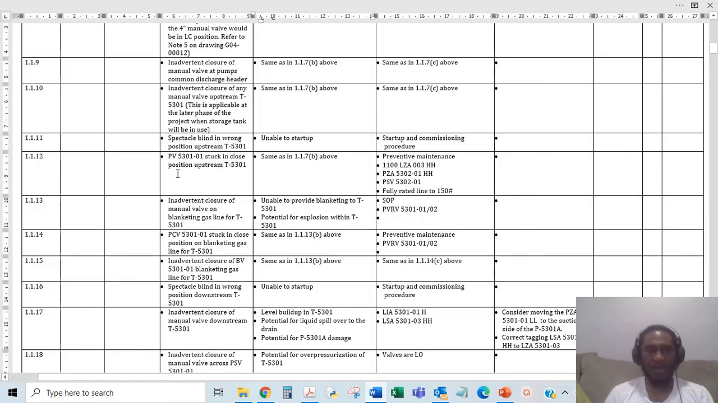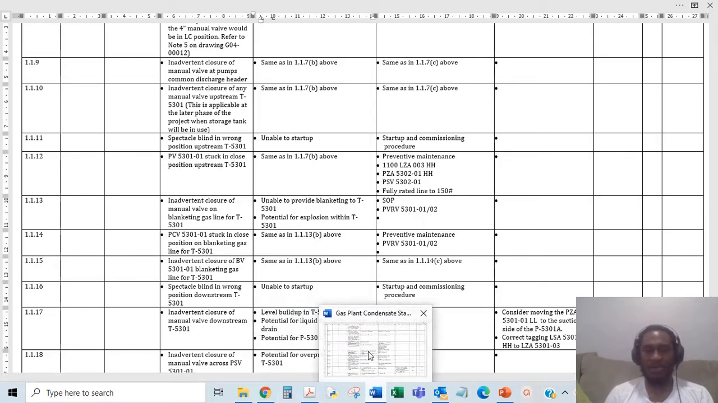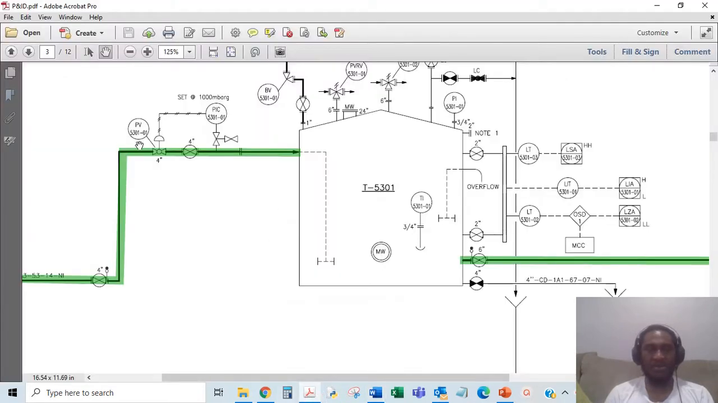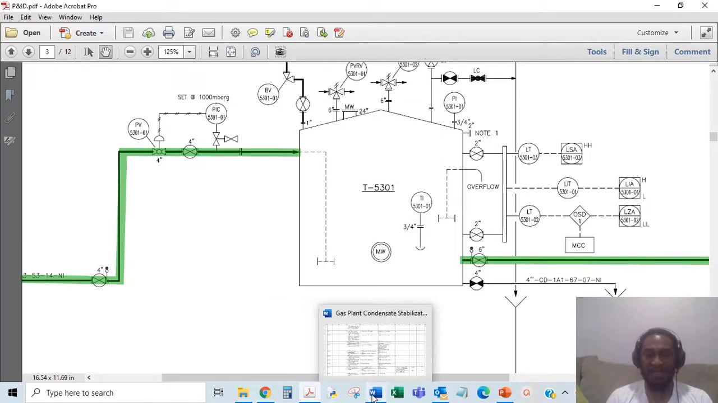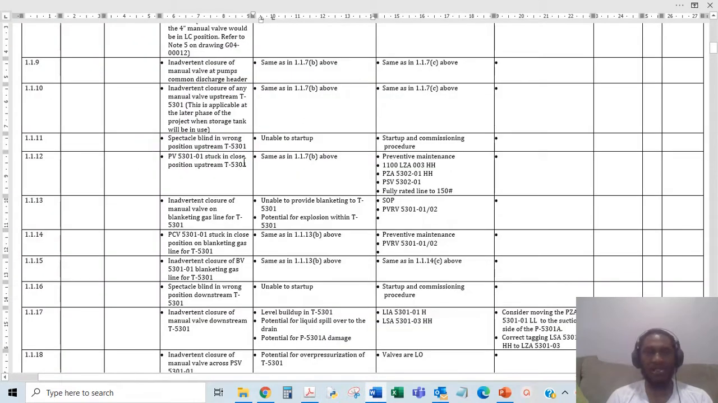PV530101 stuck in closed position upstream T5301. Sorry about that, I'm just getting a little bit ahead of myself. This is a PCV, a pressure control valve. It goes up, down, it breathes. So it controls the flow into this tank. You could have this stuck closed or stuck open if it's not properly maintained. Stuck in closed position means no flow. If it was stuck in open position, we're looking at more flow.